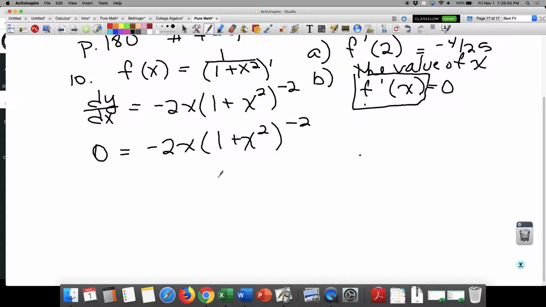Now, when I'm solving for x, I hate negative exponents. And you cannot, listen to me, this is not negative 2x times 1 to the negative 2 plus x to the negative 4. It is not that. You cannot take this and distribute. No, no, no. So get that out of your head.